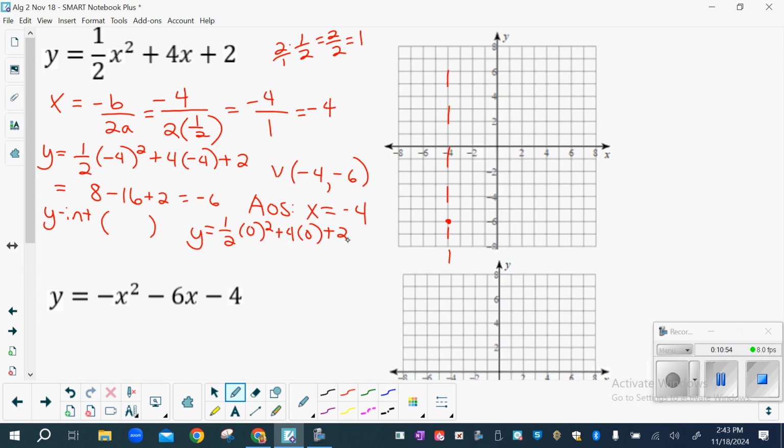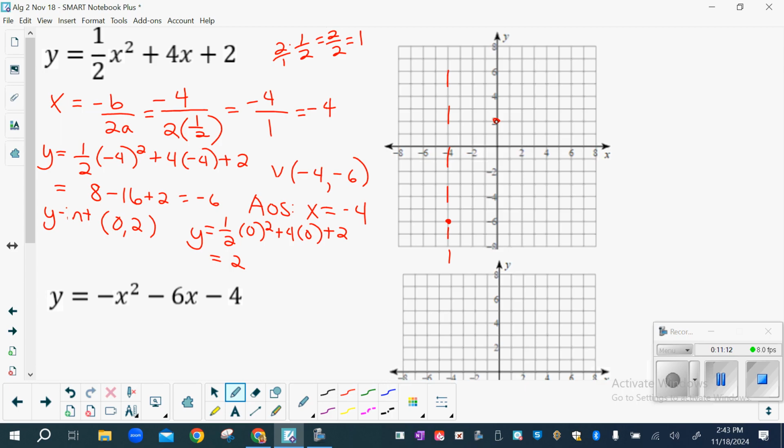And some of you do that in your head. That's great. I don't have a problem with that. I love that. And then what does this equal when we simplify it? This is 0. This is 0. This is 2. So it's 2. So 0, 2 is our y-intercept.